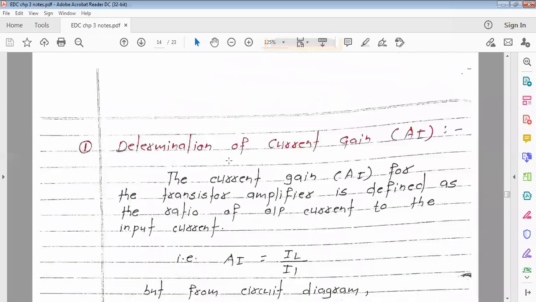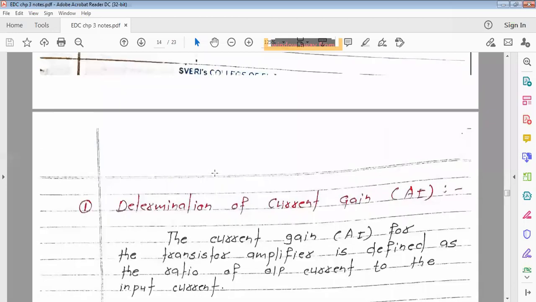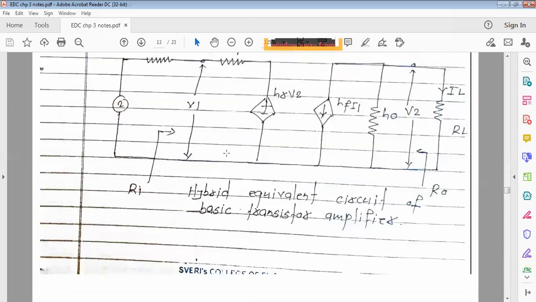Now, determination of the current gain. First thing we want to derive is the current gain. Before that, tell me, what is the equation for gain? Simple question, you can easily answer. Output divided by input. Very good.